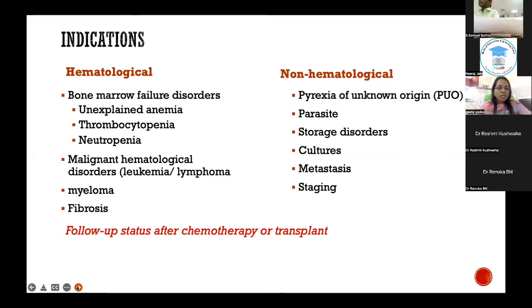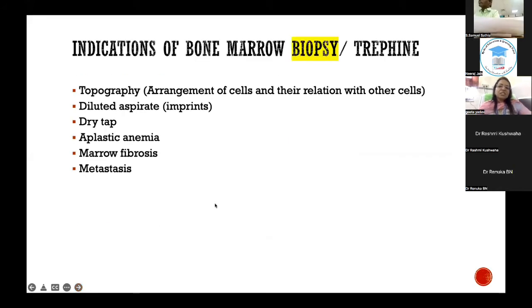So how to see that? Before that, we'll see why we require bone marrow biopsy. Because bone marrow biopsy is a painful procedure, but we have to do it.